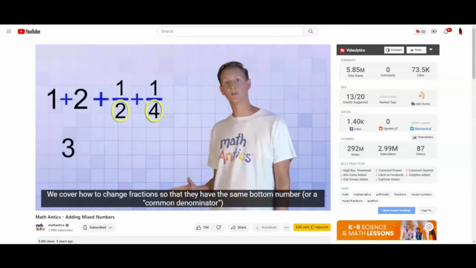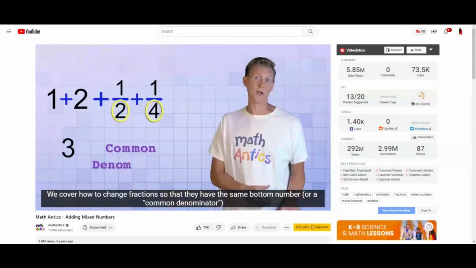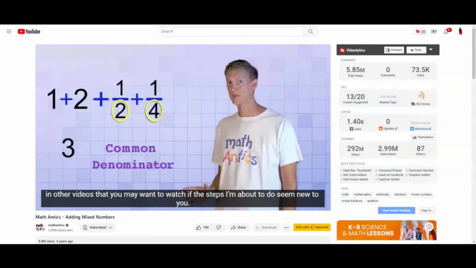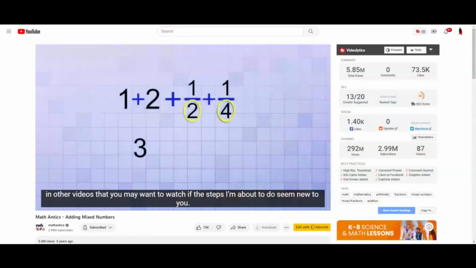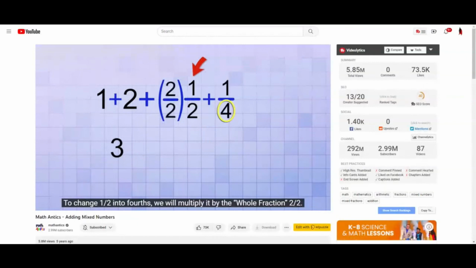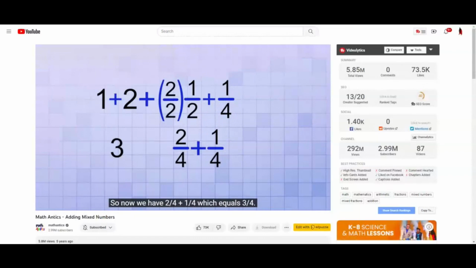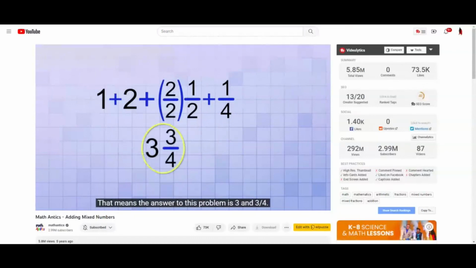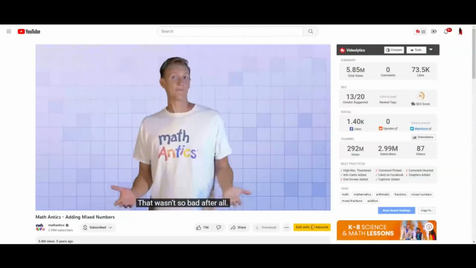We cover how to change fractions so that they have the same bottom number, or a common denominator, in other videos that you may want to watch if the steps I'm about to do seem new to you. 4 is a multiple of 2, so 4 is going to be a good choice for a common denominator. To change 1/2 into fourths, we'll multiply it by the whole fraction 2/2. On the top, we have 1 times 2, which is 2, and on the bottom, we have 2 times 2, which is 4, just like we want. So now we have 2/4 plus 1/4, which equals 3/4. That means the answer to this problem is 3 3/4. That wasn't so bad after all.